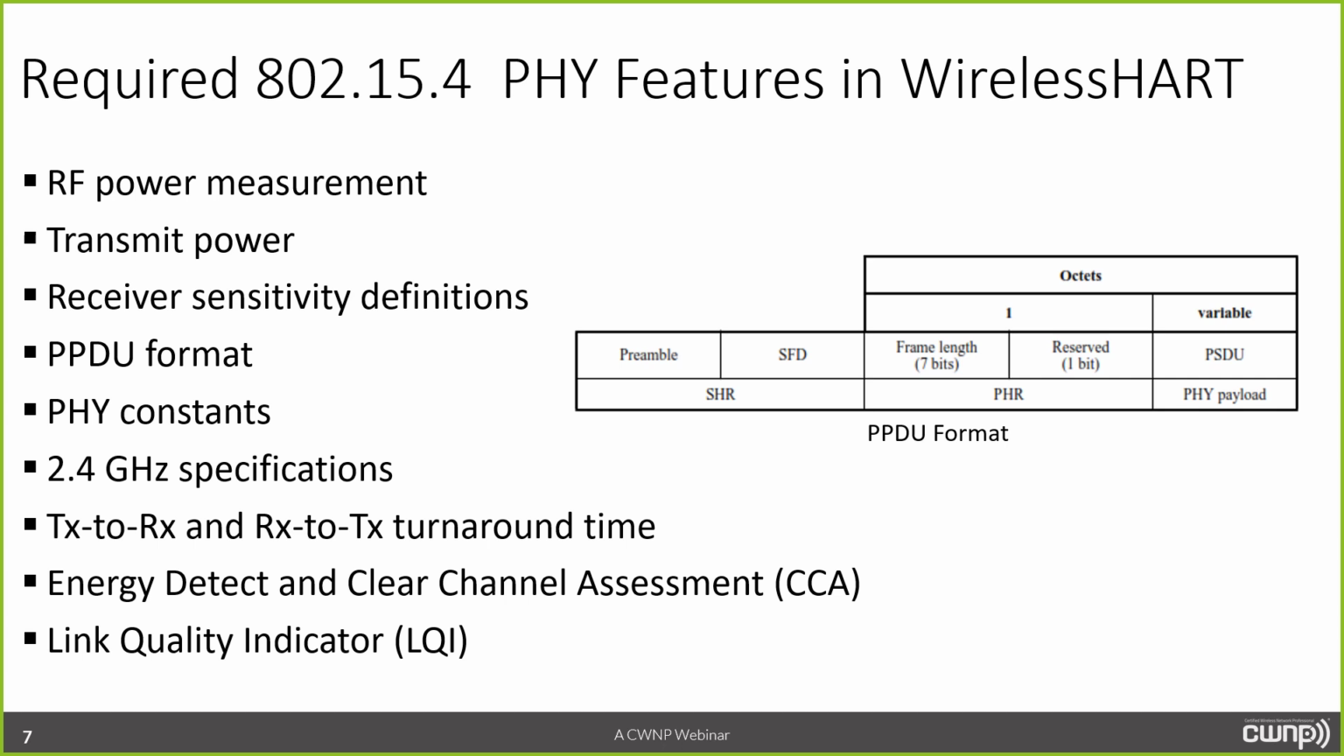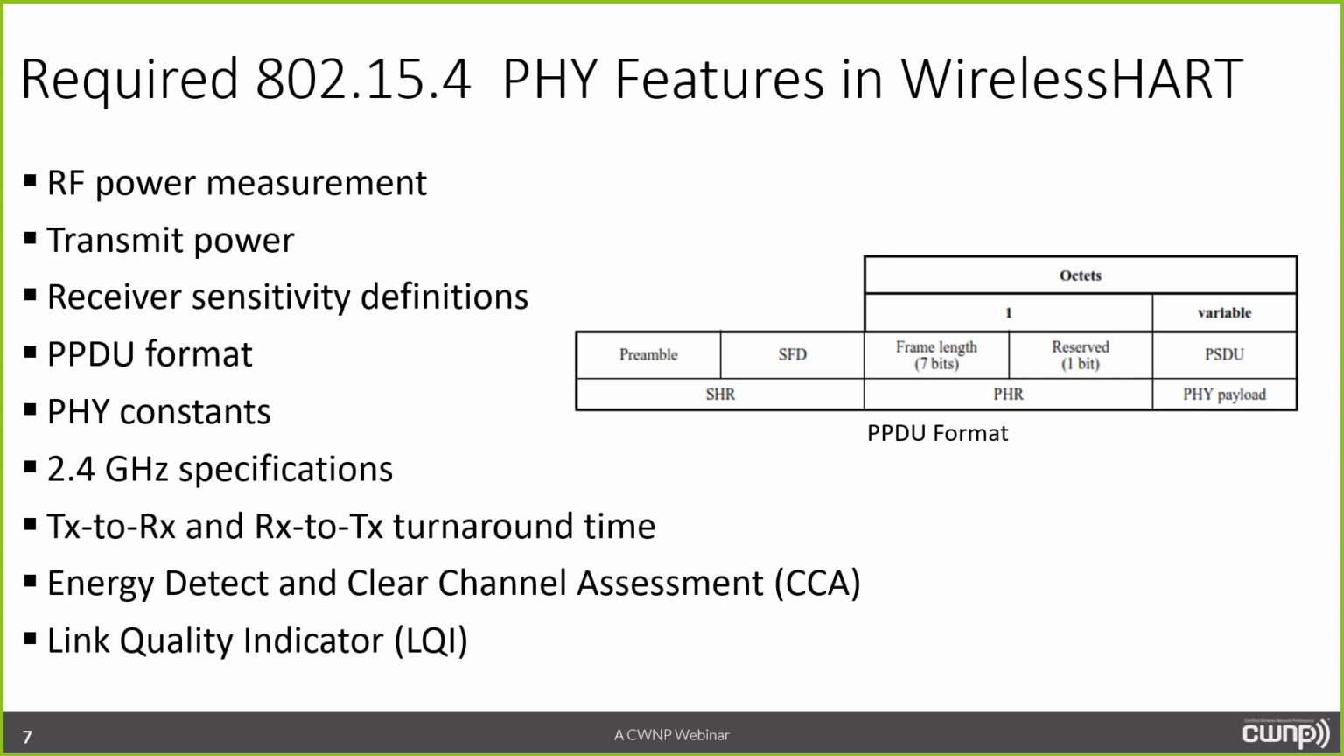We need RF power measurement, and basically this is a measurement of the RF power where the transceiver connects to the antenna at the antenna connection. So it needs to be able to measure that. It needs to control transmit power. And basically the WirelessHART compliant devices are going to define their transmit power through the PHY transmit power parameter, and it's going to be based on regulatory constraints, things like that.